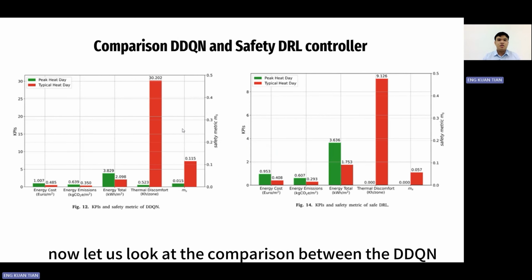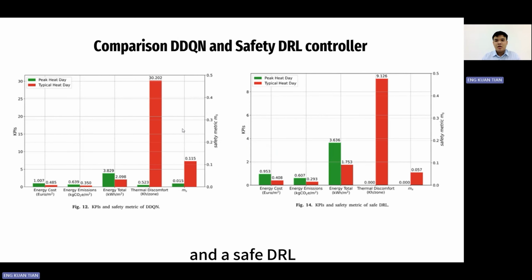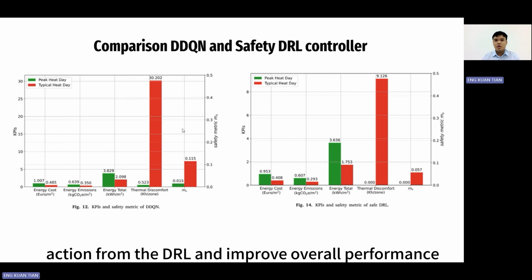Now let us look at the comparison between the DDQN and safety DRL. The safety DRL achieved perfect safety and comfort on the peak heat day, which are 0 discomfort and 0 violation. On the typical heat day, it still outperformed all others in cost and emission with a comfort score of 0.13 kWh, which is much better than the DDQN. This proved that the MPC as the safety filter effectively eliminated unsafe action from the DRL and improved overall performance.